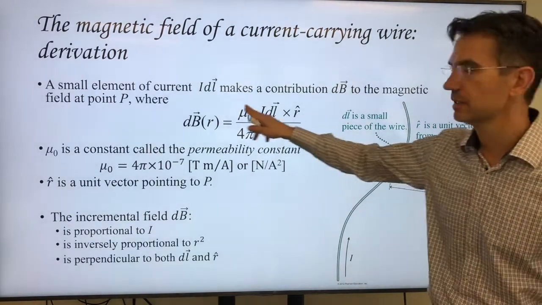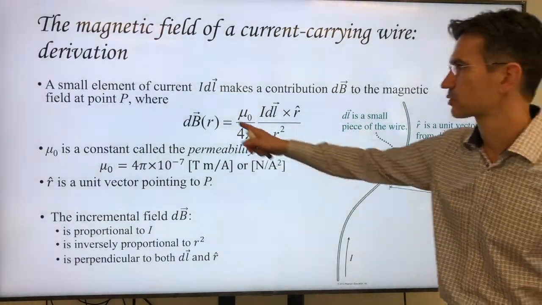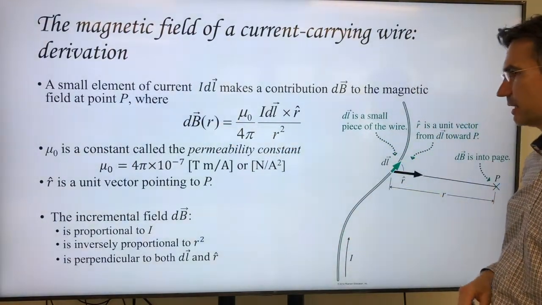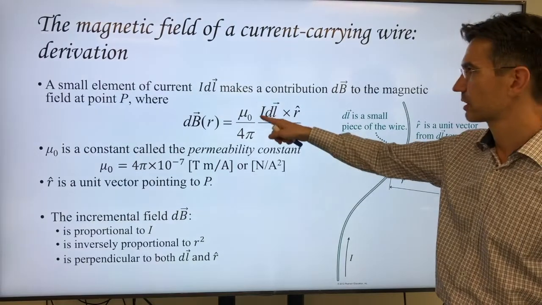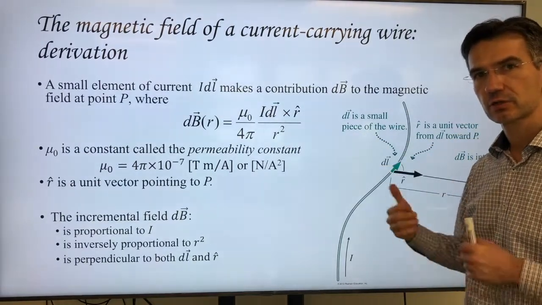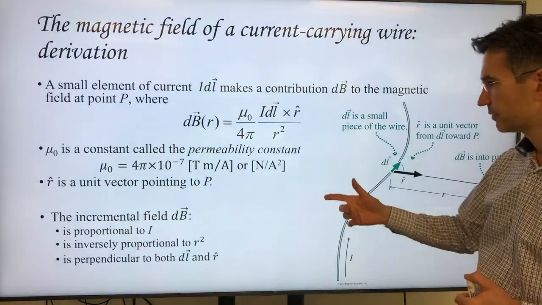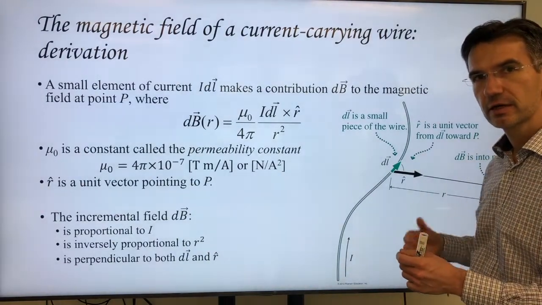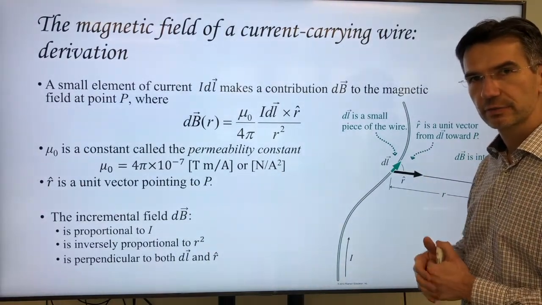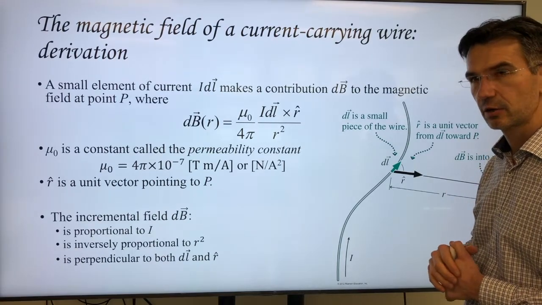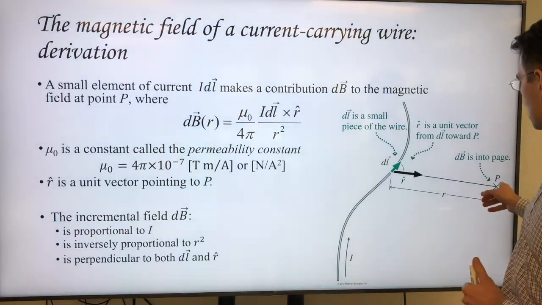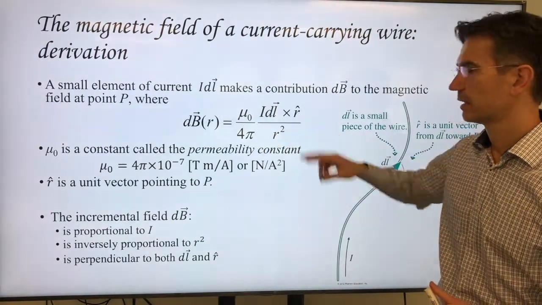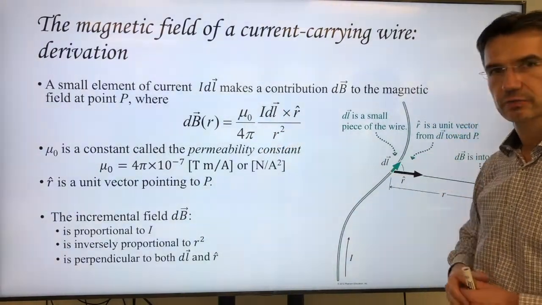And what we can see from this expression here is that the strength of the magnetic field due to this small element of current is proportional to the amount of current. So the stronger the current is, the stronger the magnetic field. It's inversely proportional to the distance squared, so the further away you are, the weaker the field is, by the inverse square law. And in fact, the field is also going to be perpendicular to both dl and r, because we have a cross product here.